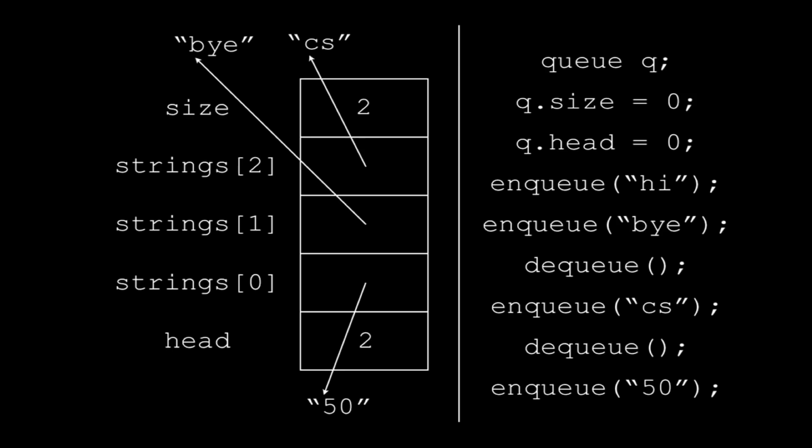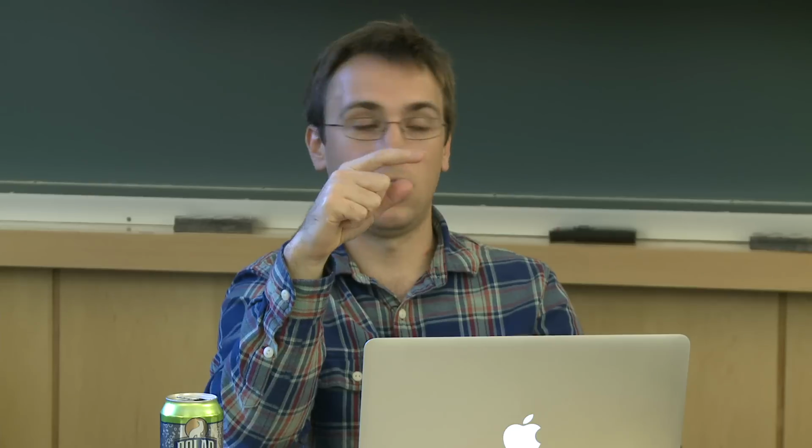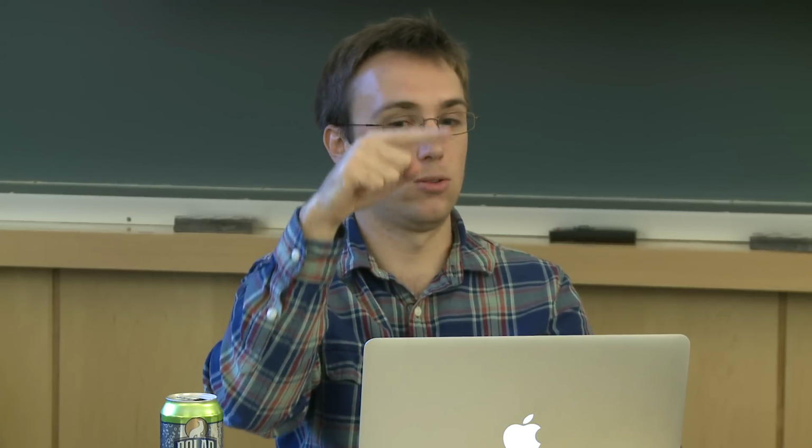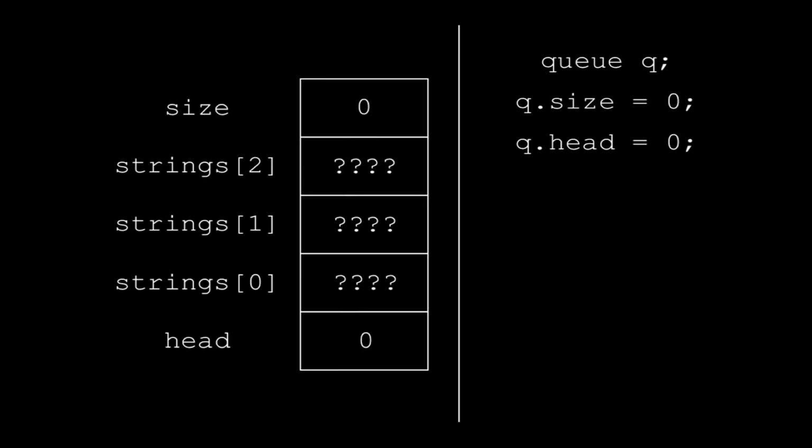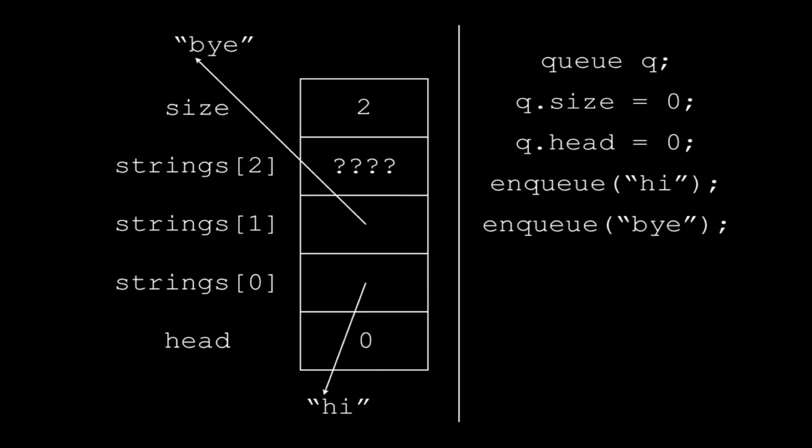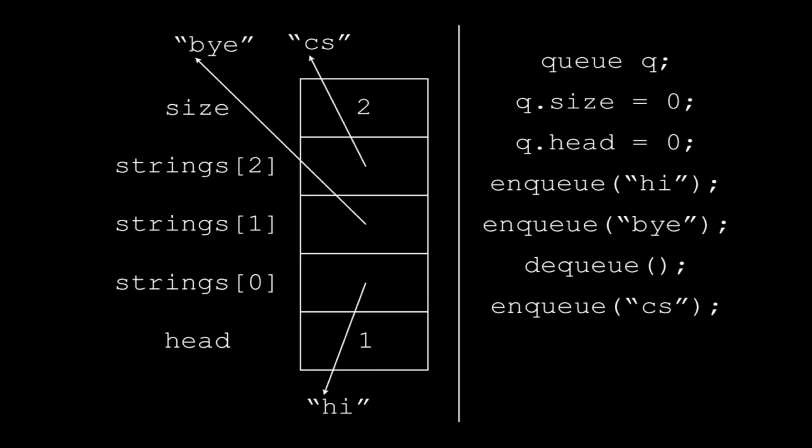So notice that size is always respecting the number of elements actually within the queue, right? And it's just the head pointer that keeps cycling through. So if we go back to the beginning, and you just watch what happens to the head: when we enqueue something, nothing happens to the head. When we enqueue something else, nothing happens to the head. As soon as we dequeue something, the head goes up by 1. When we enqueue something, nothing happens to the head. When we dequeue something, all of a sudden the head gets incremented. When we enqueue something, nothing happens to the head.